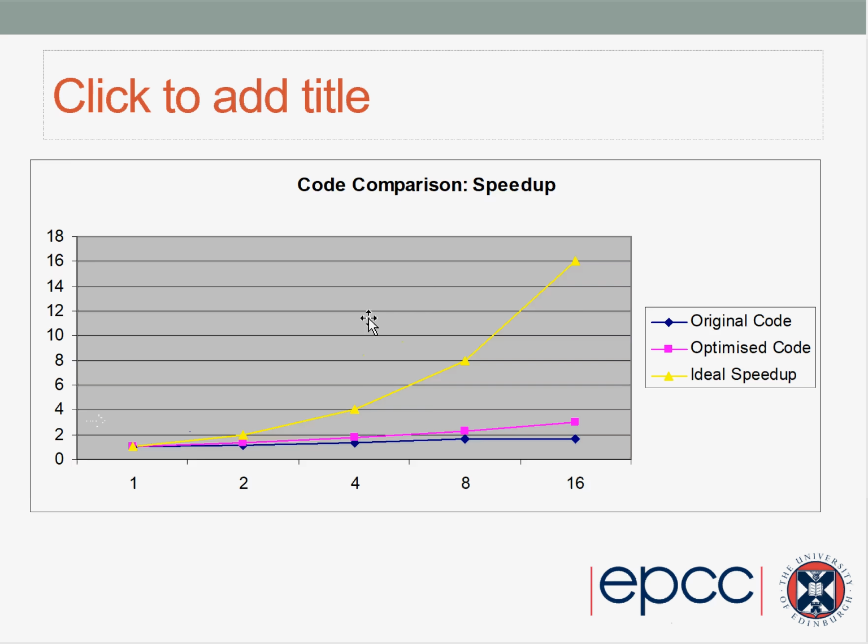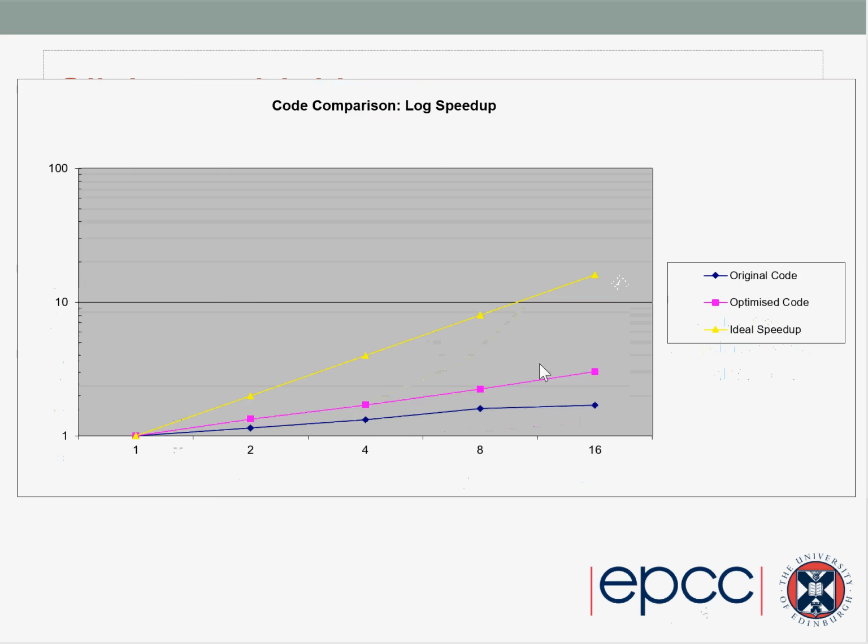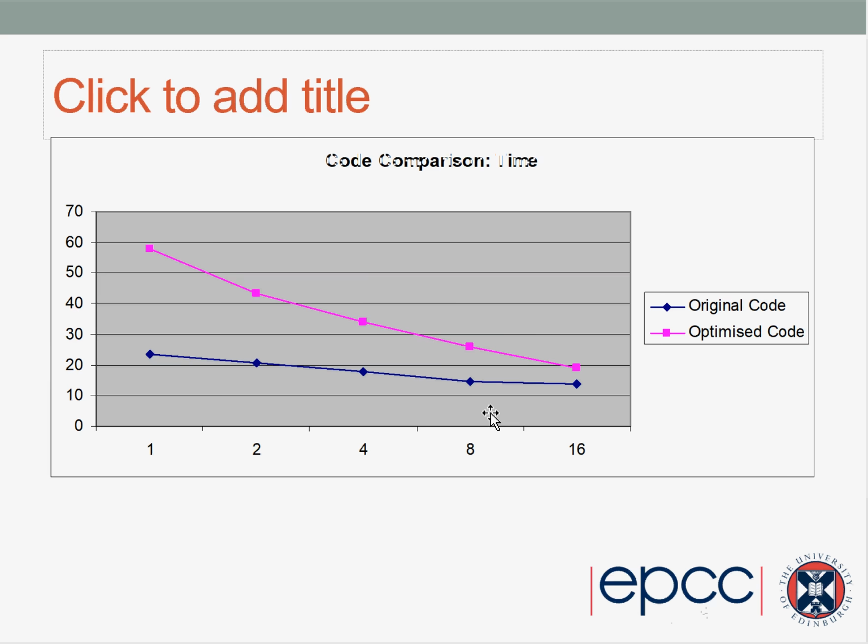So again, I can plot an ideal speed up on a log plot. But actually, if I took my runtime data, the time to solution here, and plotted that instead of speed up, we can see that my original code, even though it doesn't speed up as well as my optimized code, is always faster than this top line, this optimized code up here.